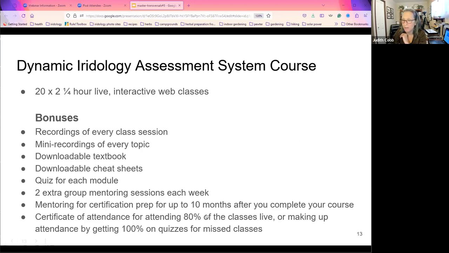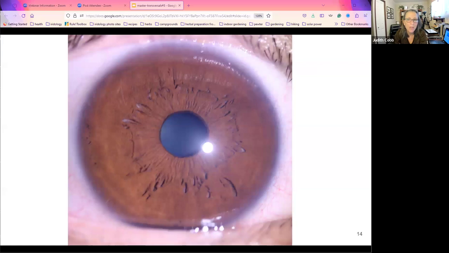Oh, I should have updated these because you don't get your certificate for attending 80% of the classes live. You get your certificate of attendance by getting 100% on all of the quizzes. I should have read these slides better. Haven't used them in a while. Okay, so lots of support, lots of bonus material to help you learn.